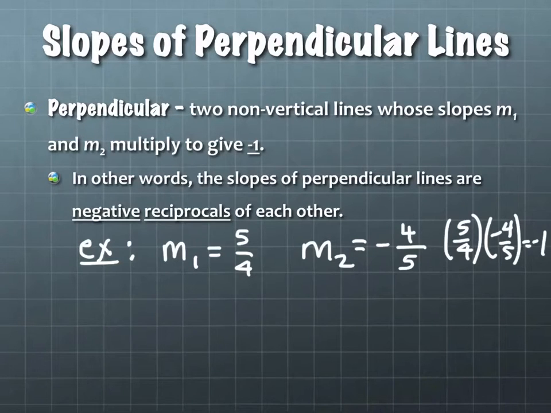So let's try just a couple more. What would happen if I had a slope, m1, that was 1/3?